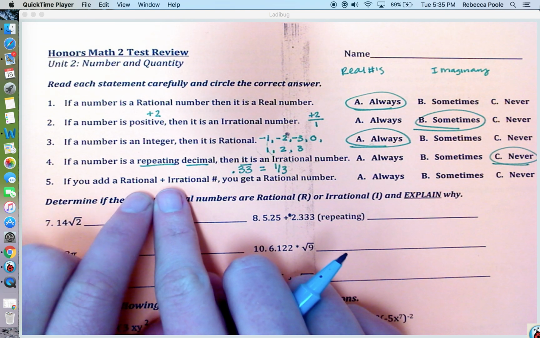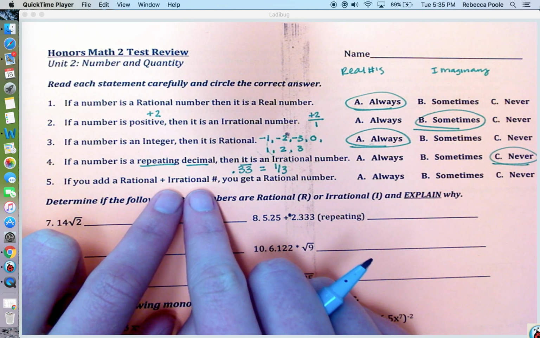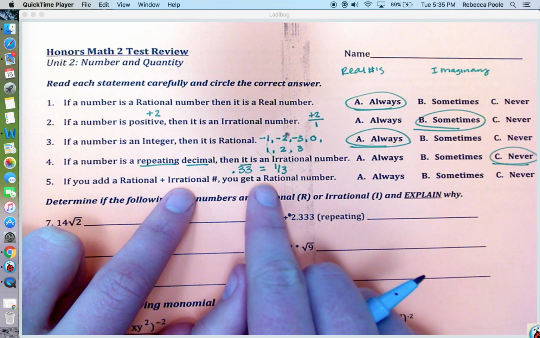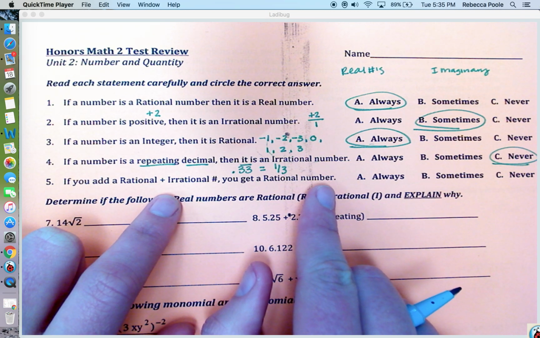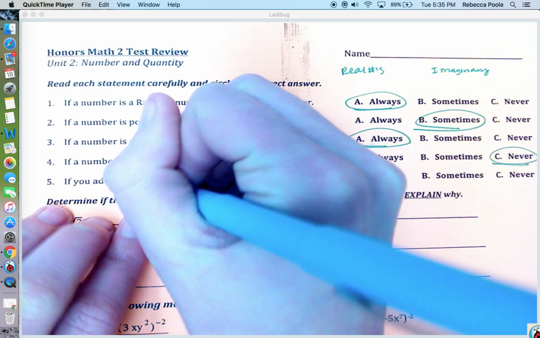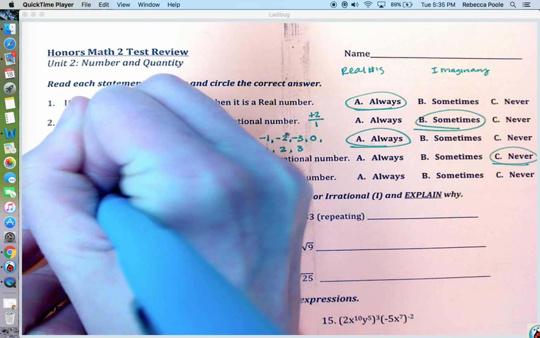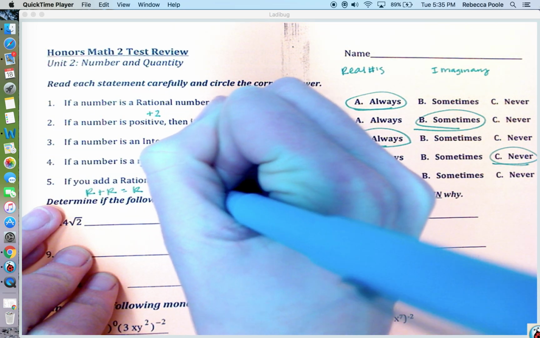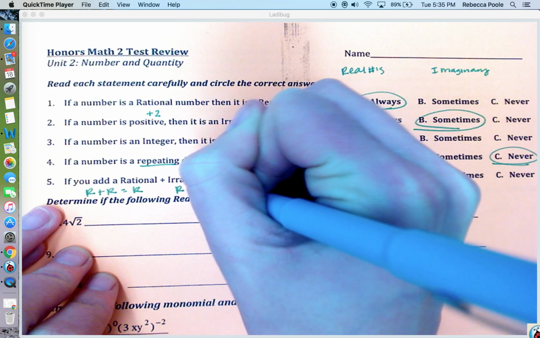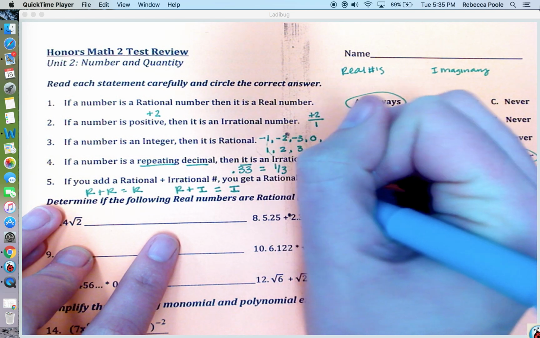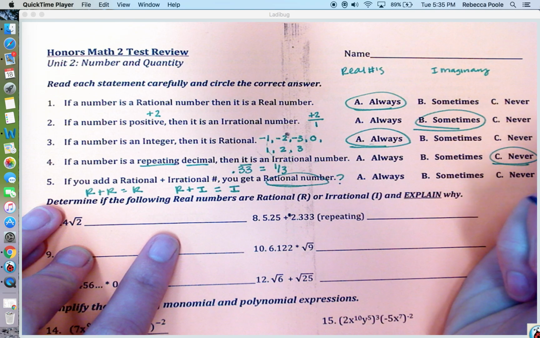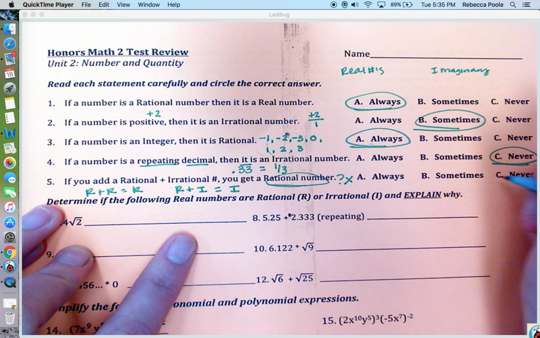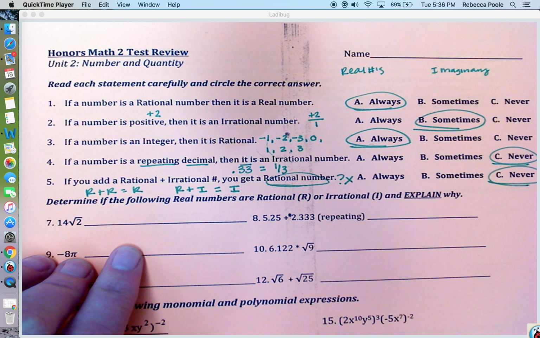And then for 5, if you add a rational plus an irrational number, you get a rational number. Well, if you remember your rules, we have rational plus rational is rational, and then we have rational plus irrational is irrational. So should we ever get a rational number? No, so that would be never.